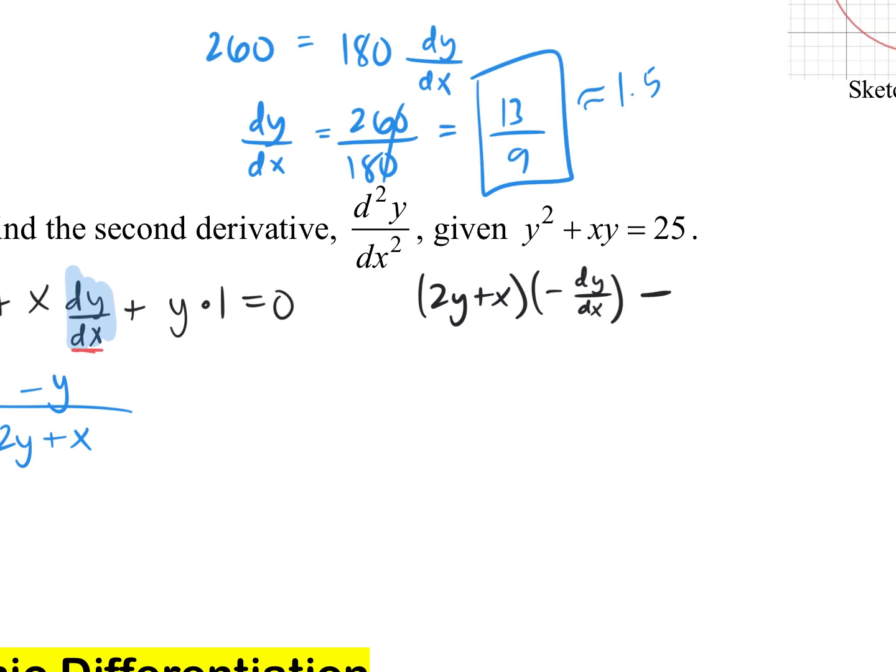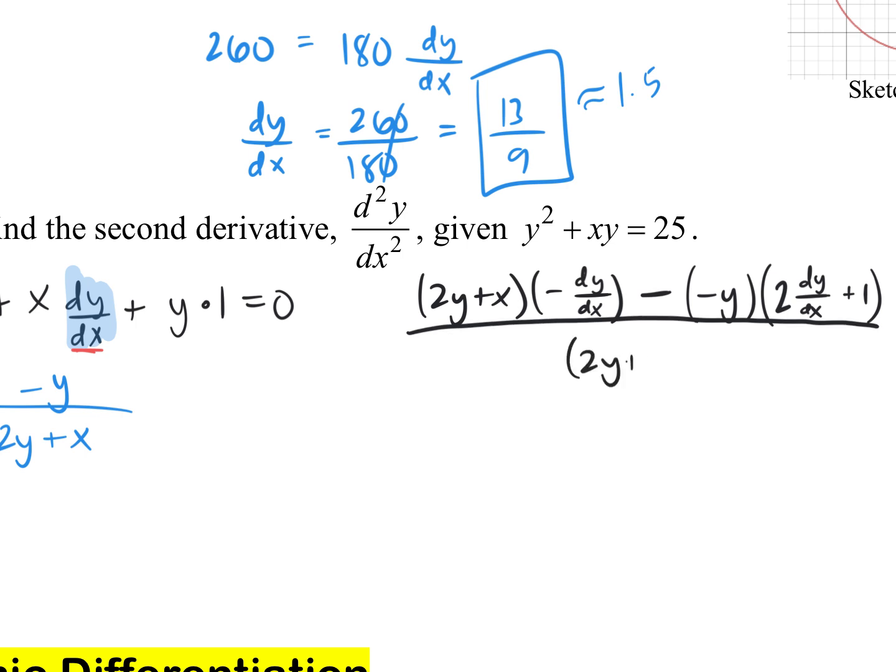And we're going to subtract high d low. So I've got negative y times the derivative of the denominator. What is the derivative of 2y? 2 times dy/dx. And what's the derivative of x? Just 1. Okay, so that's low d high minus high d low. And then all of this is being divided by what? Low squared. So 2y plus x squared.